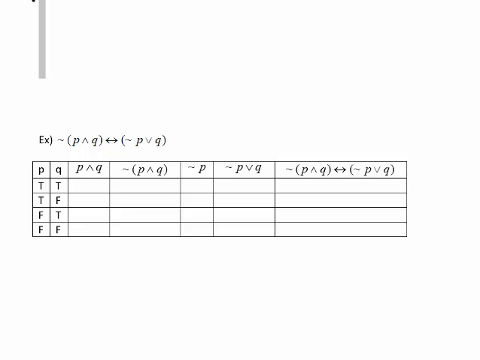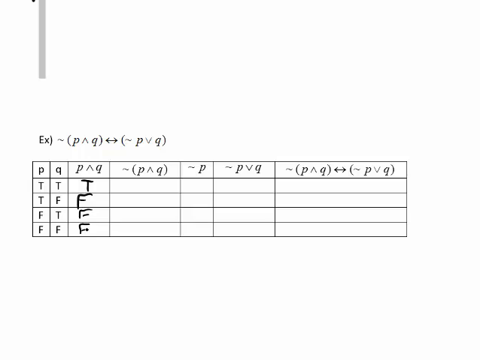Okay? So let's start with the P and Q. Now remember, P and Q, both statements must be true in order for the whole statement to be true. So I've got true and true, that's true. True and false, that is false. False and true, that is false. And false and false, that is false.